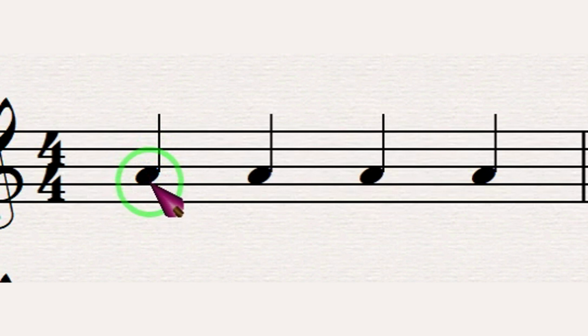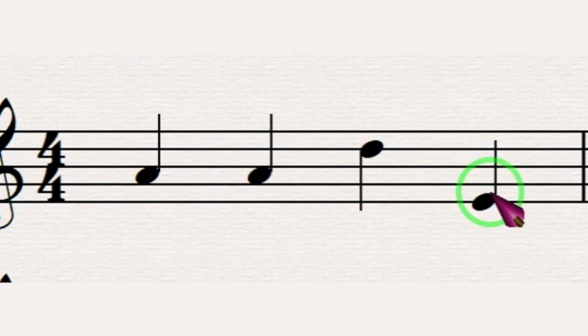Each figure has a head, and most of the figures have a stem. These are the stems here. The stems could be pointing up or down. If I put, for example, a note that is higher, the stem is more likely to be pointing down. And if I put a note that is rather low, the stem is likely to be pointing up. You just use your common sense to make sure that the stem is always more rather inside the staff.